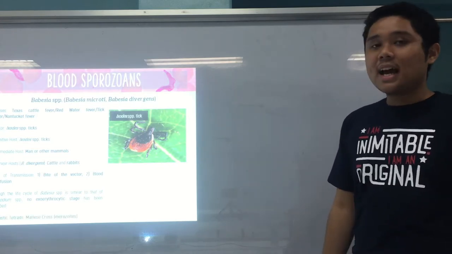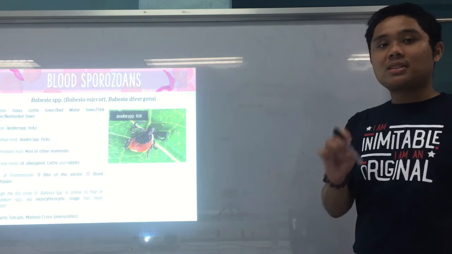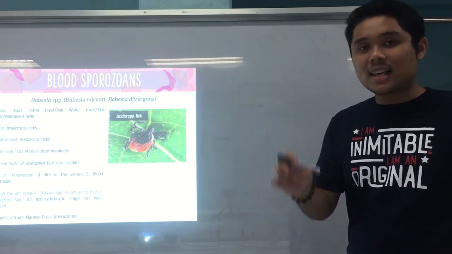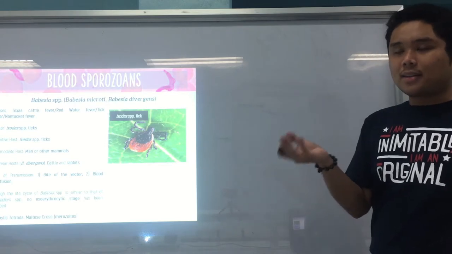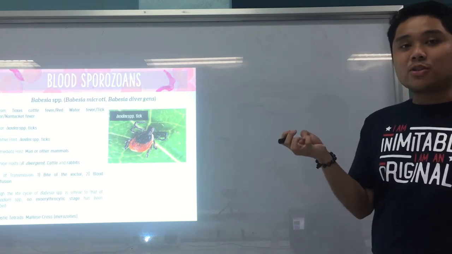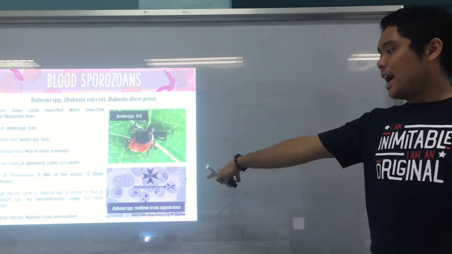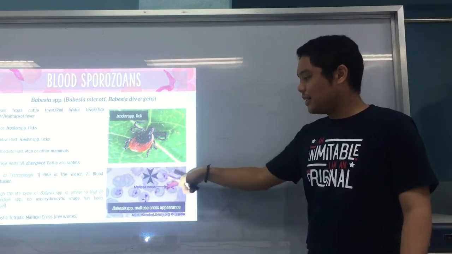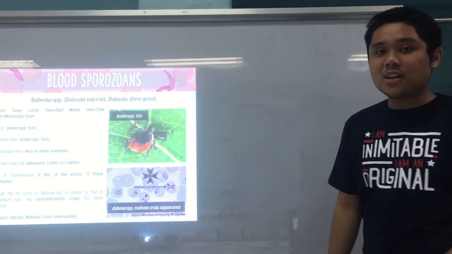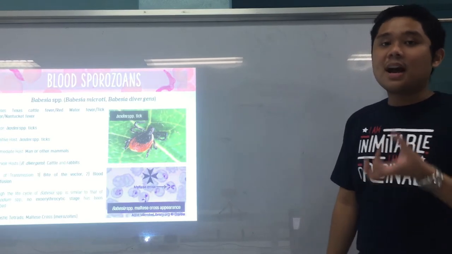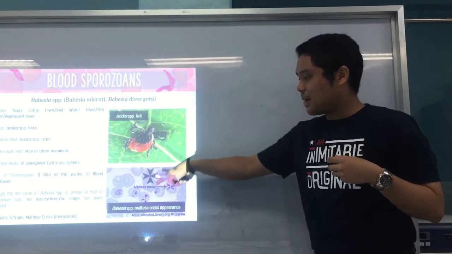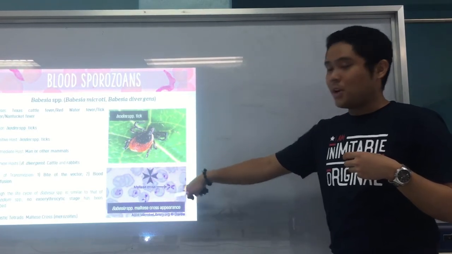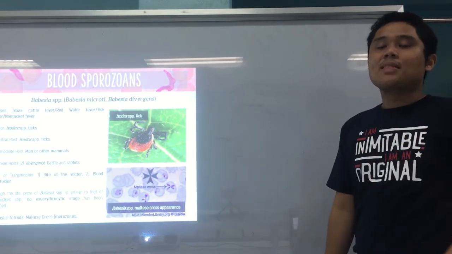The diagnostic method is your tetrads in the shape of a Maltese cross. The merozoites, meaning the stages of your Babesia, are in the shape of a Maltese cross. A Maltese cross formation within RBCs, that is your Babesia spp. This is an example of your Maltese cross, the same appearance of the merozoites within the RBCs.